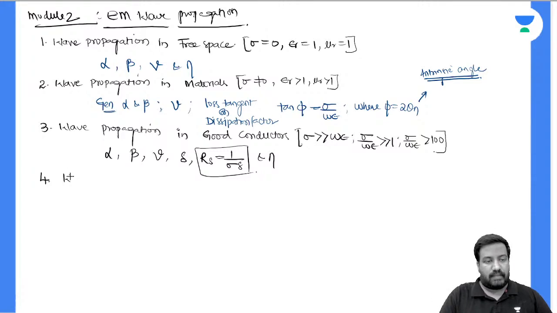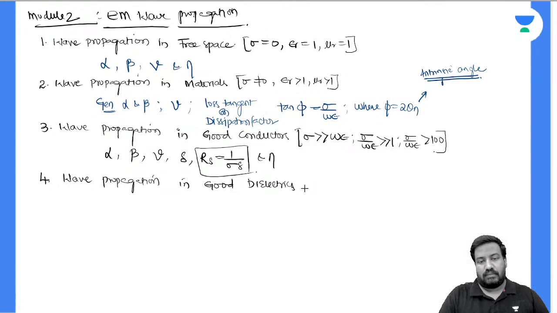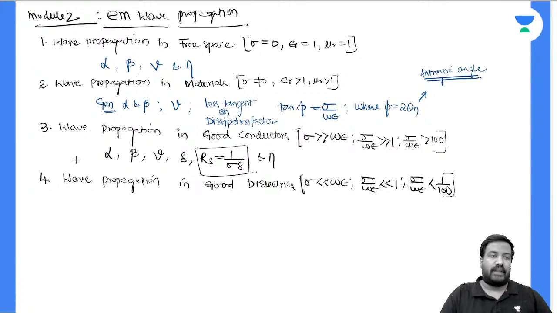Fourth one, let's see, wave propagation in good dielectrics, in the sense sigma is far less than omega epsilon. Sigma by omega epsilon is far less than 1. Sigma by omega epsilon is less than 1 by 100. Here we have derived expressions for alpha, beta, velocity and eta.